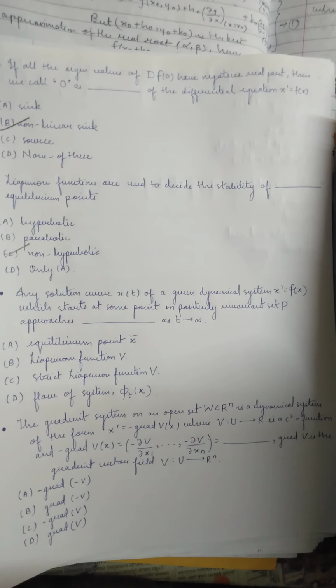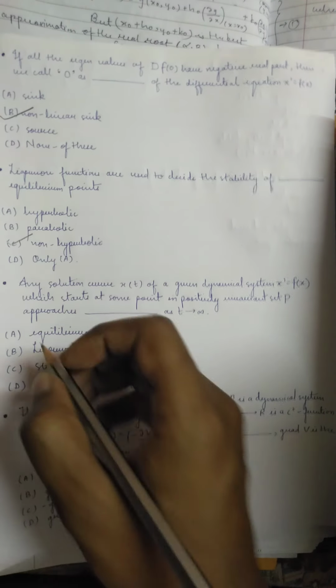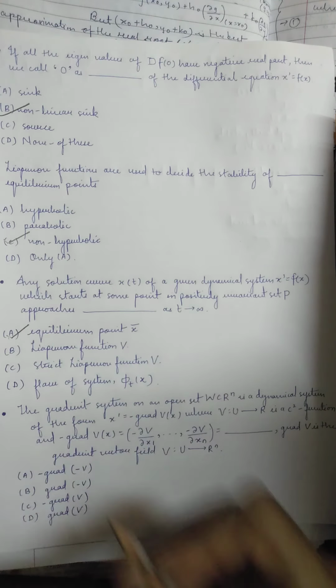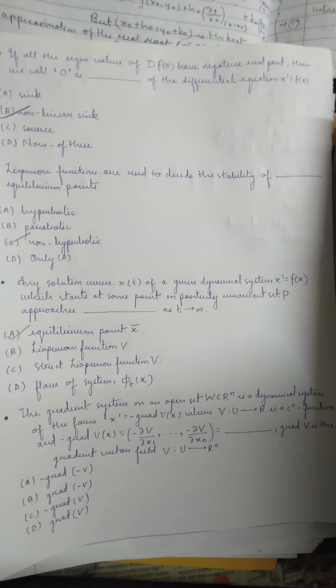Okay. Any solution curve x of t of a given dynamical system x dash is equals to f of x, which starts at some point in positively invariant set P, approaches dash as t tends to infinity. Equilibrium point x bar, Lyapunov function V, strict Lyapunov function V, flow of the system phi t of x. So the correct option for this is equilibrium point x bar. This is the Lyapunov function theorem.